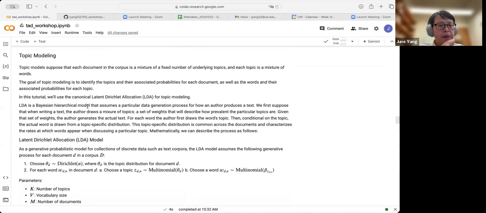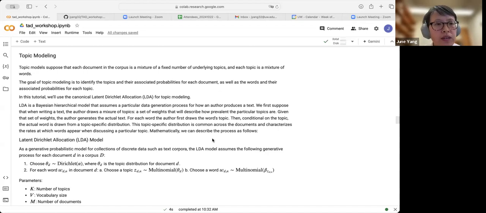So, topic modeling. Probabilistic topic models suppose that each document in the corpus is a mixture of a fixed number of underlying topics, and each topic is a mixture of words. The goal of topic modeling is to identify the topics and their associated probabilities for each document, as well as the words and their associated probabilities for each topic, in order to maximize the likelihood that we actually see the data that we observe.